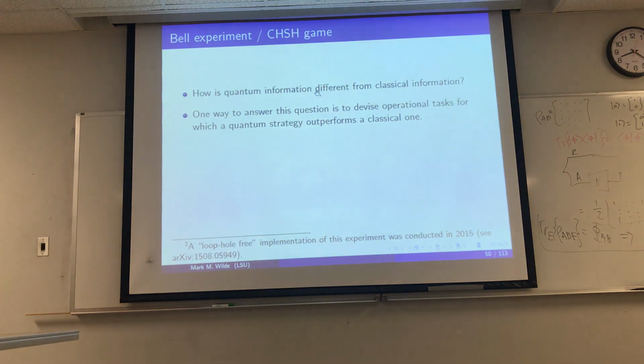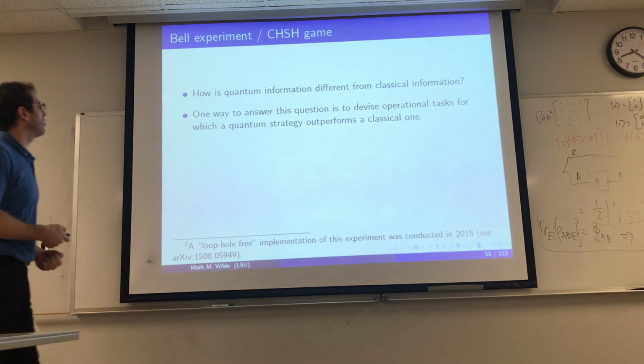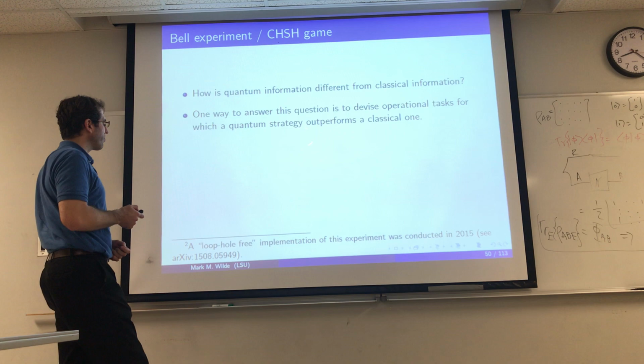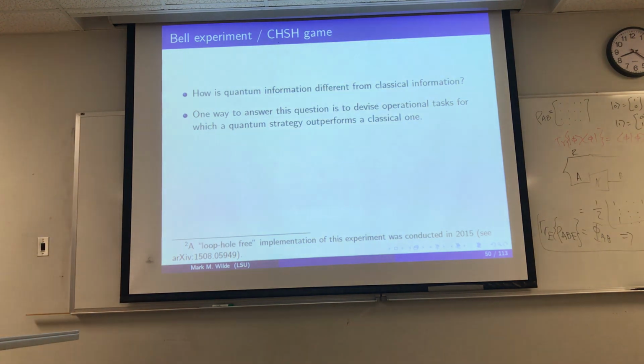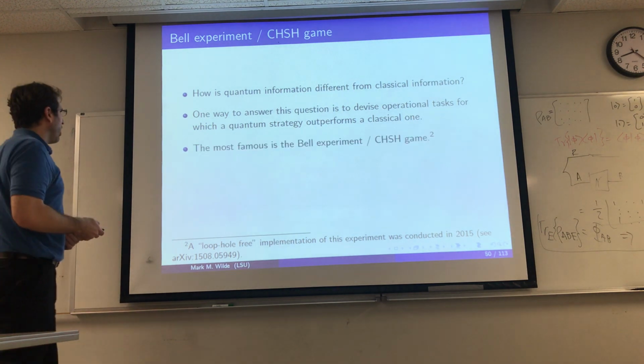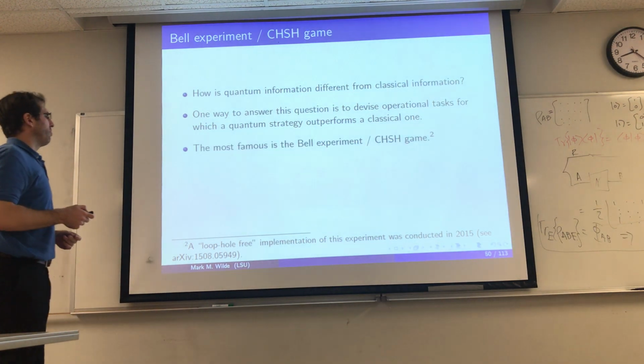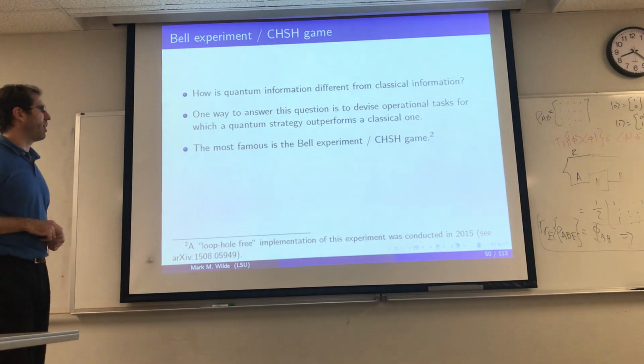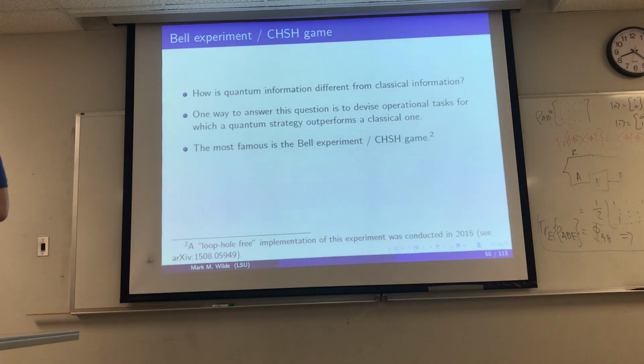Okay, so how is quantum information different from classical? That we can illustrate with this Bell experiment or the modern phrasing, CHSH game. So one way to answer the question is to figure out a task for which only a quantum strategy can outperform a classical one. Okay? And this is the famous Bell experiment. This is an experiment that people had been trying to realize for years in a loophole-free way.